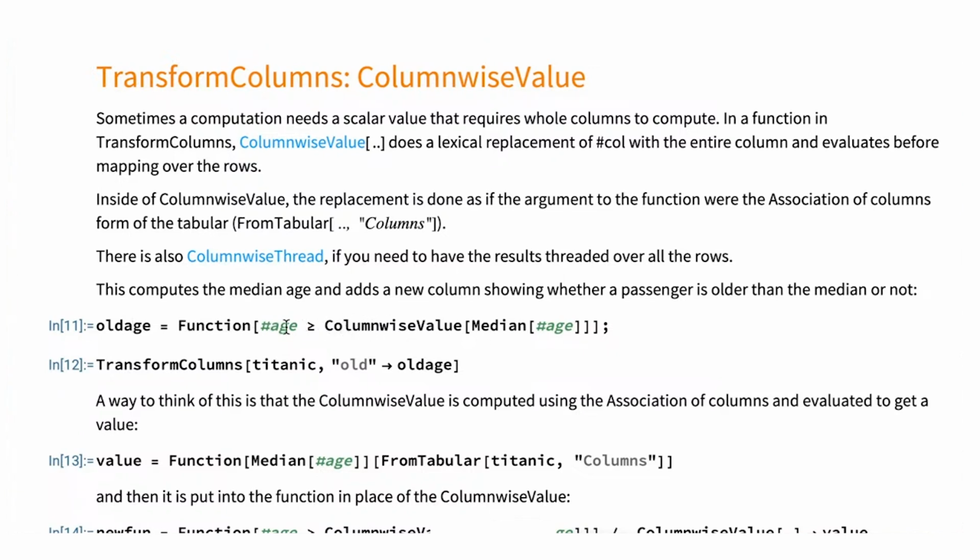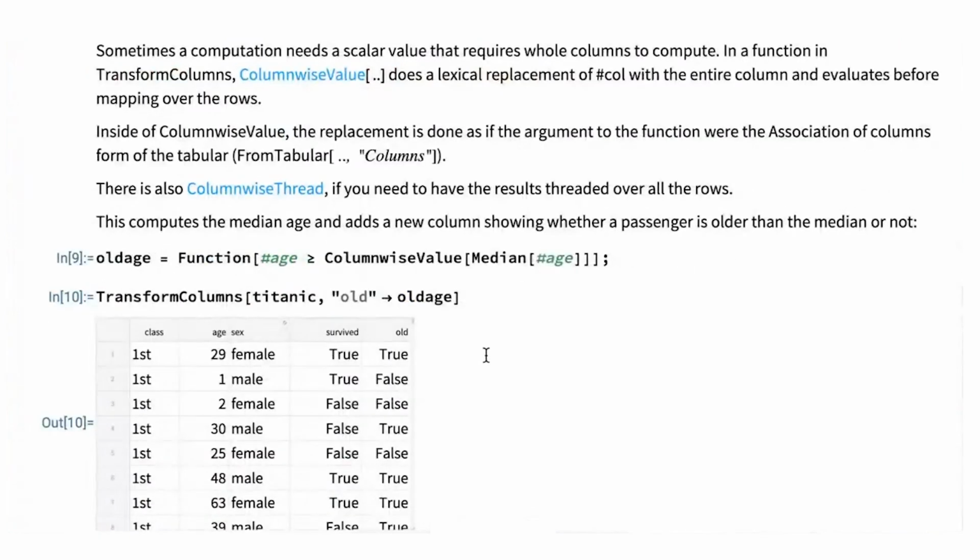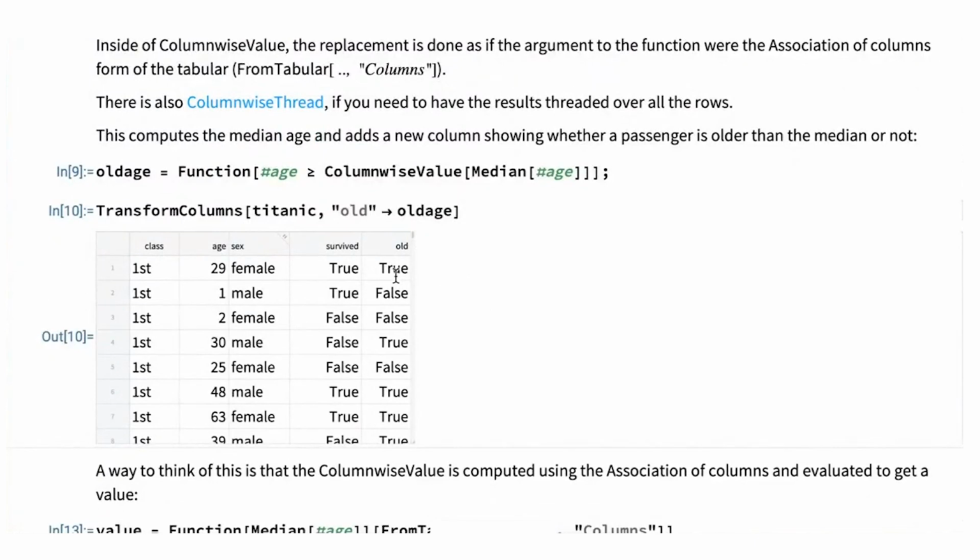Basically, I want to classify ages whether they're older or younger than the median age. But to do the median age, I need the entire age column. So I wrap column-wise value around that, okay? And then this value gets put in, and it computes whether the age is less than or equal to that. So let's do that. And then I can do the transform columns of this, okay?